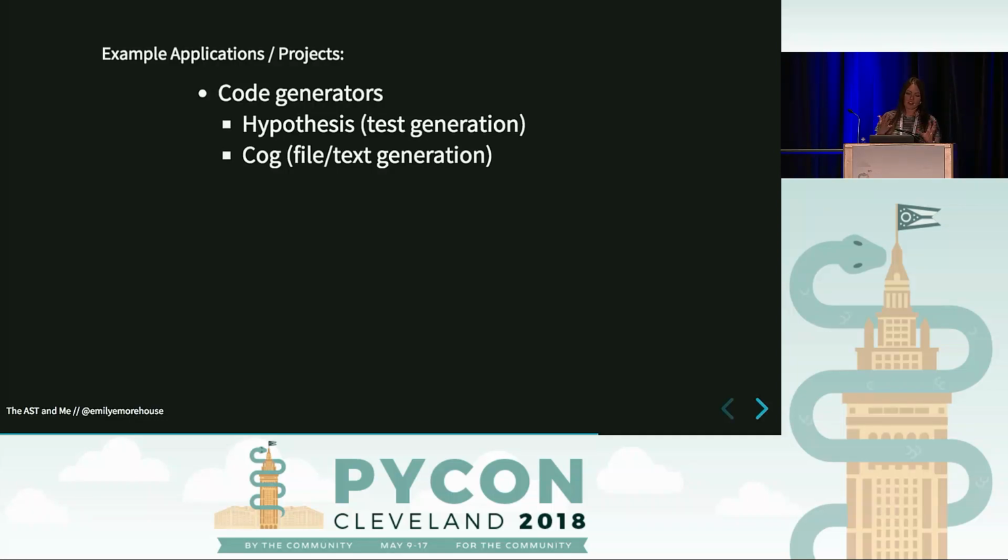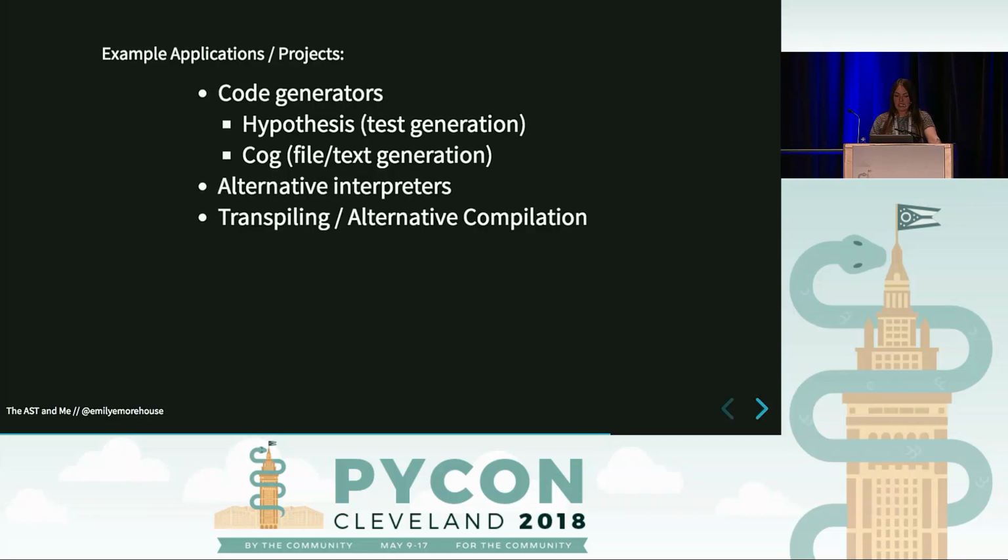But it allows you to essentially take a file and write little templates in there to generate different parts of your code or just text in general. Like I mentioned, there are a lot of alternative interpreters. You can actually transpile or use kind of alternative compilations. So say you're going from Python to JavaScript or Java.